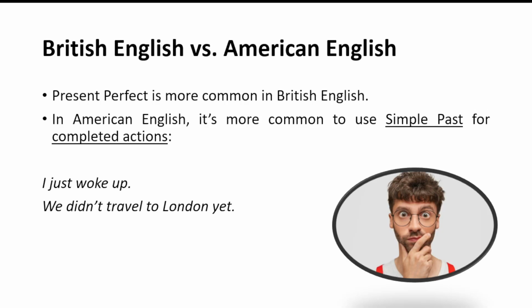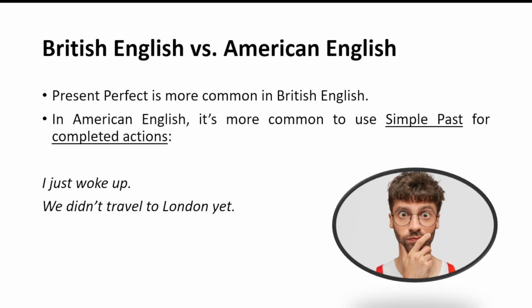Concerning the difference between English, we usually study American English in Brazil, but we have some schools that teach British English, for example. So they are very different. For present perfect, for example, is more common in British English. In American English, it's more common to use simple past for completed actions.